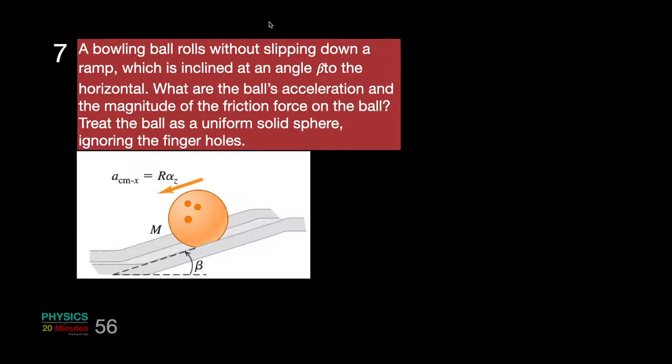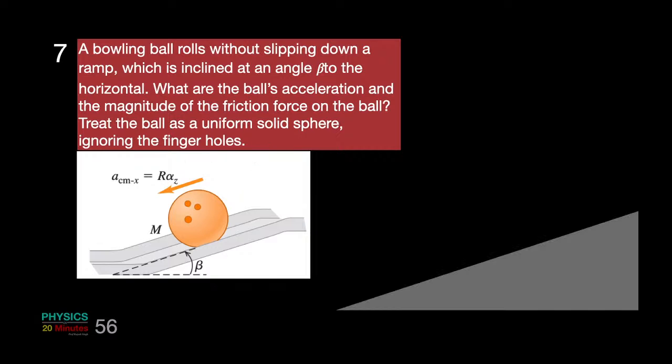My next question, perhaps the last one. A bowling ball rolls without slipping down a ramp, which is inclined at an angle beta to the horizontal. So here is the ramp. Here is a big ball and it is rolling. Mass is capital M. What are the ball's acceleration and the magnitude of the friction force on the ball? Treat the ball as a uniform solid sphere, ignoring the finger holes.